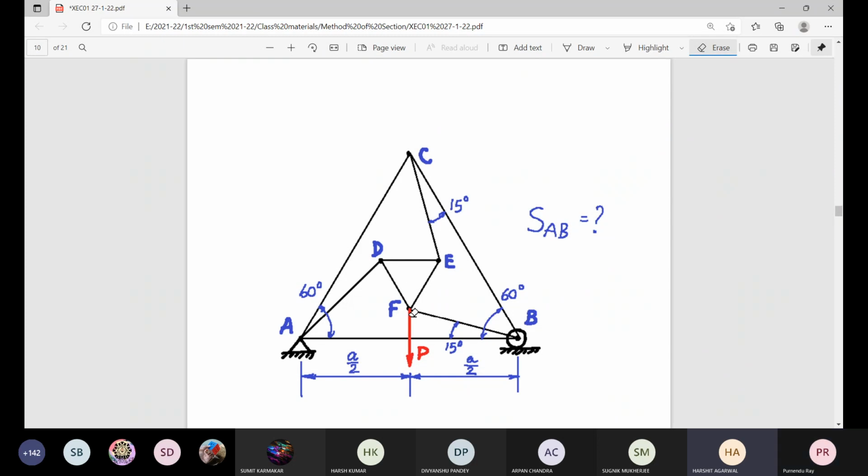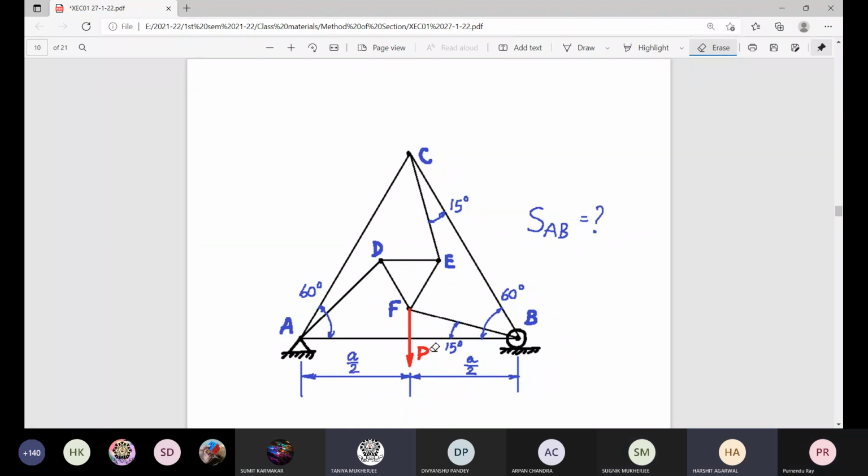Now, only one force P is applied vertically downward at the joint F. And you have been asked to find the force in the member AB. Conventionally, we start by determining the reactions at A and B. This is a simple situation. Geometrically it is symmetric, and loading-wise also it is symmetric. So what about the reactions at A and B? Sir, P by 2 upward. P by 2, P by 2 upward. Fantastic.